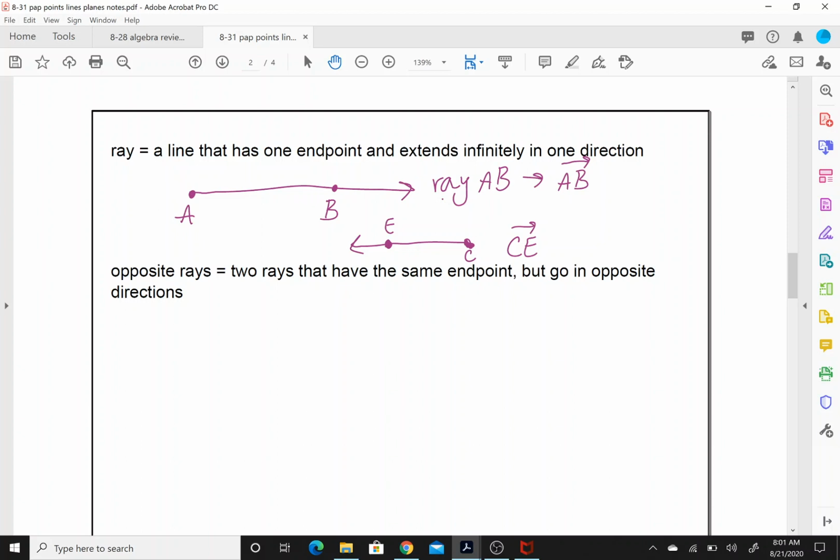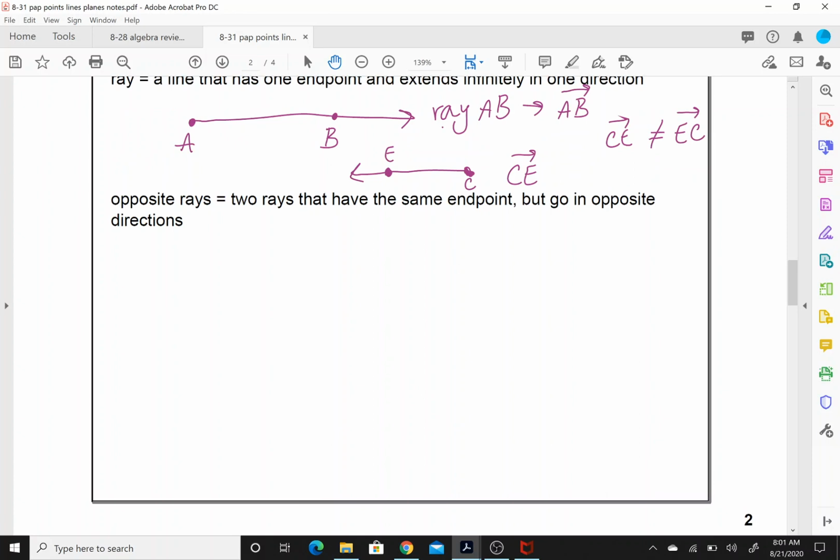And people do get confused. Ray CE is not the same thing as ray EC. When you're naming rays, you do have to take into account the direction. Okay? So you cannot just name a ray in whatever order. It has to start with the endpoint.